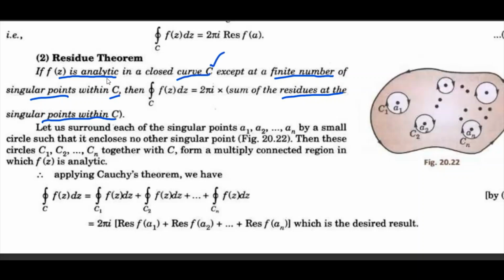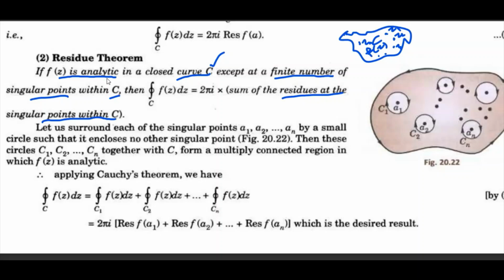That means we have a region and a closed curve C, and f of z is analytic inside C except at a finite number of singular points. That means f of z is analytic inside C except at some finite number of points z1, z2, z3, up to zn.